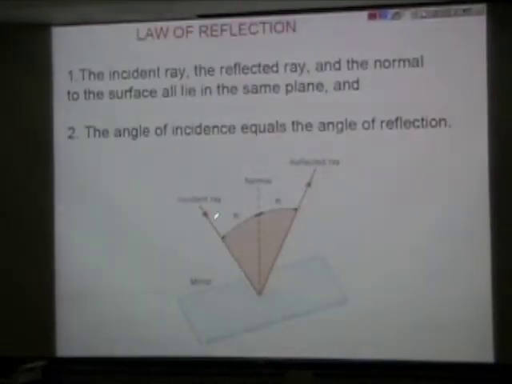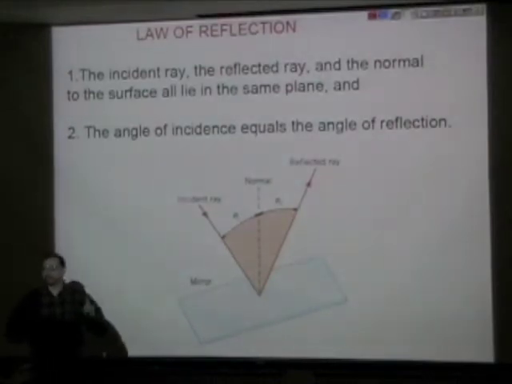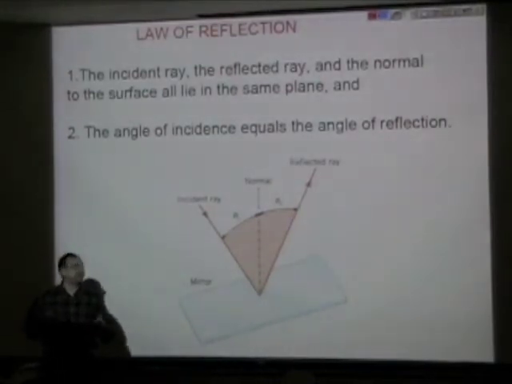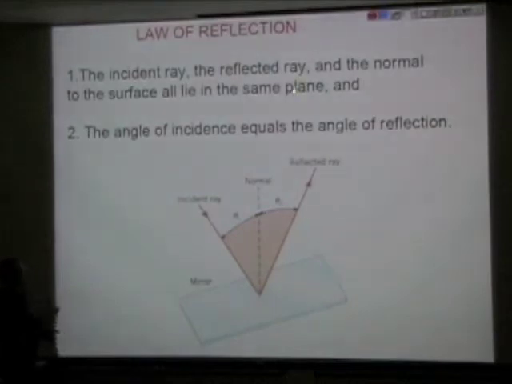Now, the law of reflection is very simple. If you have an incident ray and a reflected ray, the angle of incidence is equal to the angle of reflection. That's only one part of the law. Another part of the law is that they should form a plane. They belong to the same plane: the normal, which is perpendicular to the mirror, and both rays.